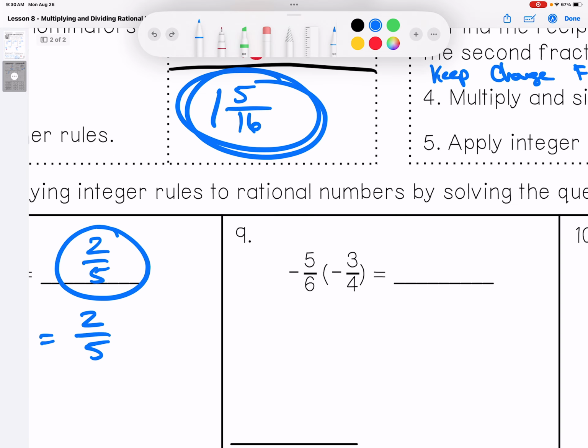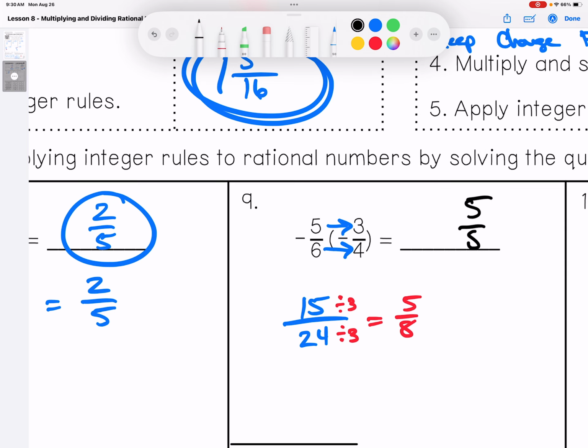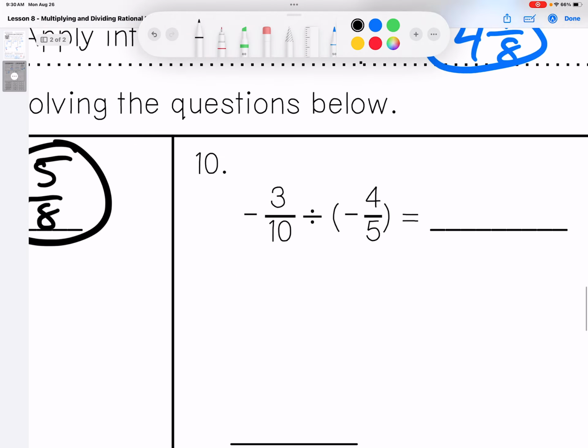We're multiplying 2 negatives, so the answer is going to be positive, by the way. 5 times 3 is 15. 6 times 4 is 24. Both numbers will go into 3. You're left with 5/8. Now, the answer is going to be positive. Why? Because it was 2 negatives. 2 negatives make a positive. Moving on. Number 10. Division.